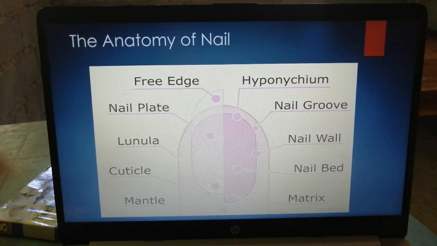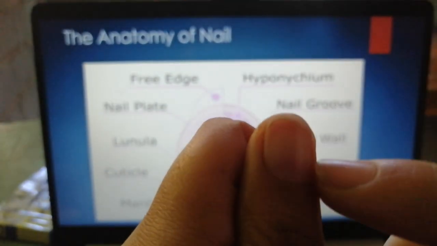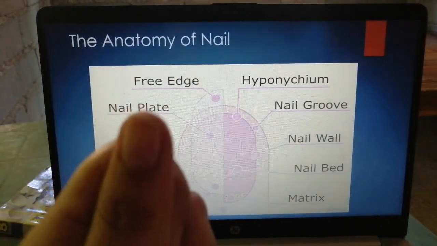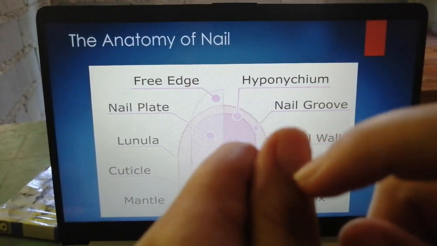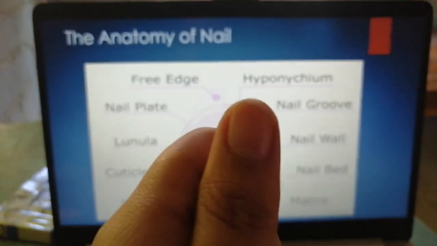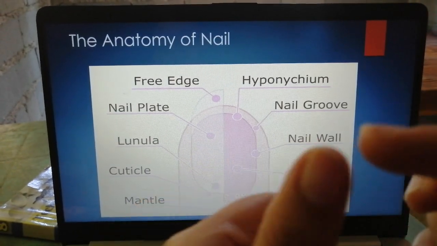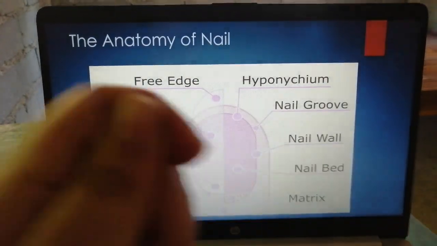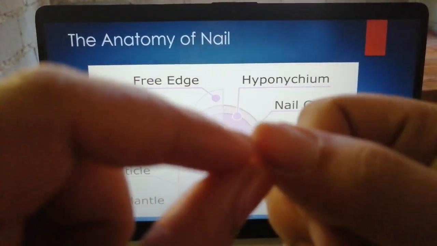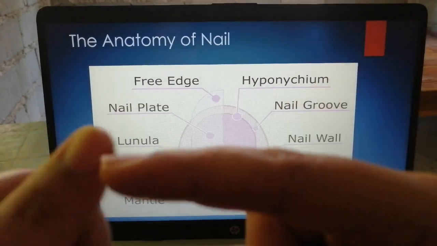Then, next is lunula. Lunula, ito yung may parang curve siya or half moon dito sa taas. Then, cuticle. Ang cuticle, itong lampas naman dito na parang white. Yung natatanggal pag nagpapalinis tayo ng kuko. Then, the mantle is this one. Ito yung mantle. Hyponychium, yung laman na nasa loob ng kuko. Nail groove. Nail groove kung saan yung dulo ng kuko mo yung nakadikit doon sa may laman.